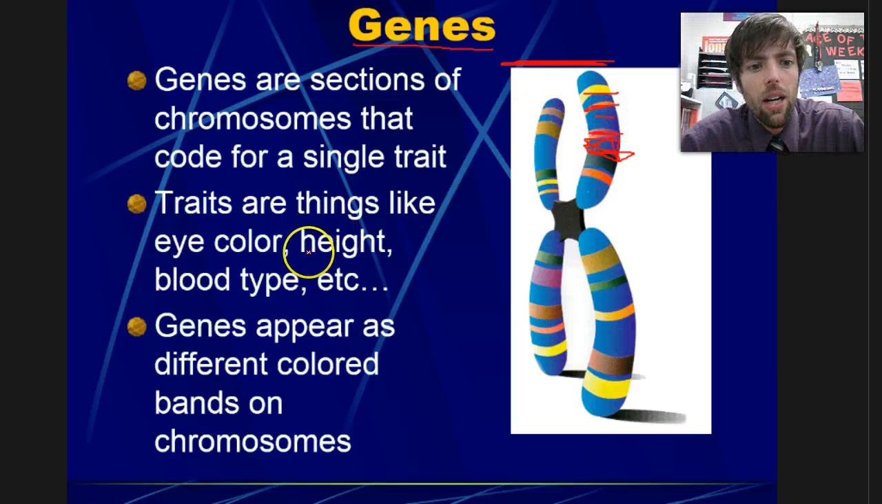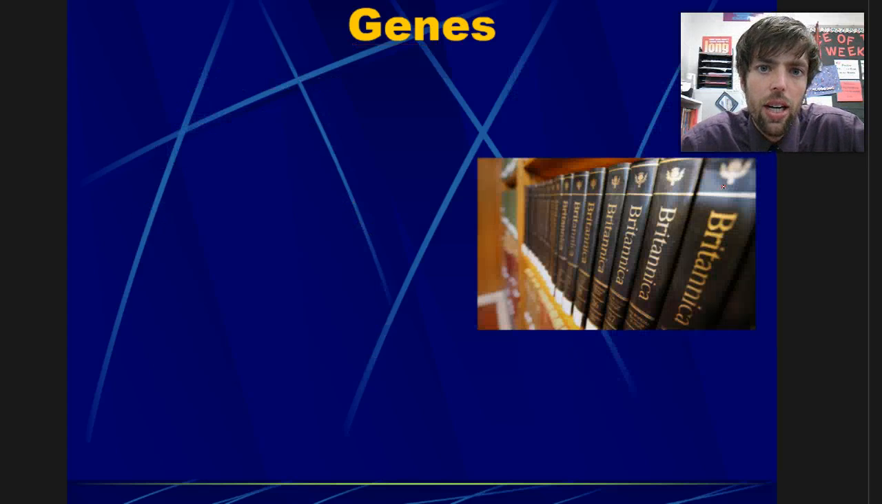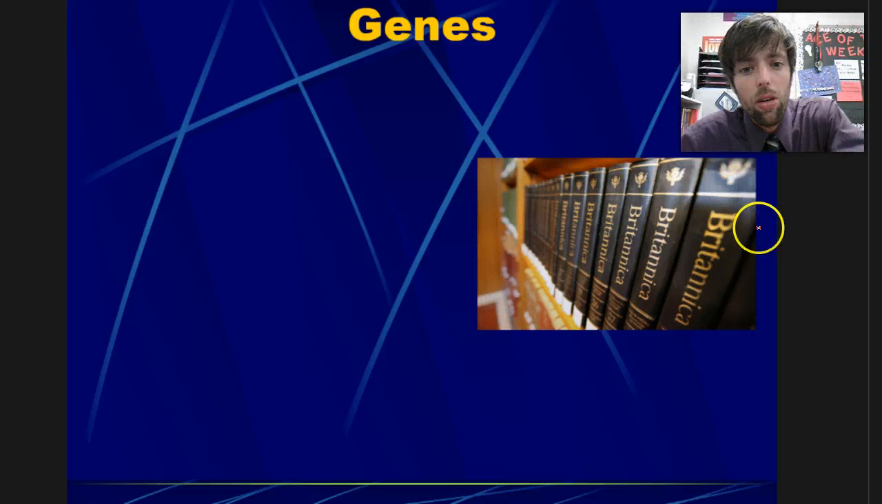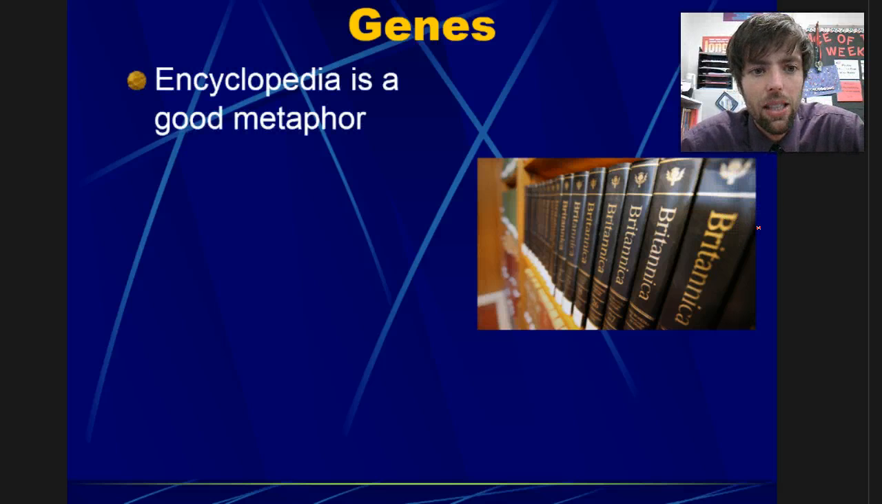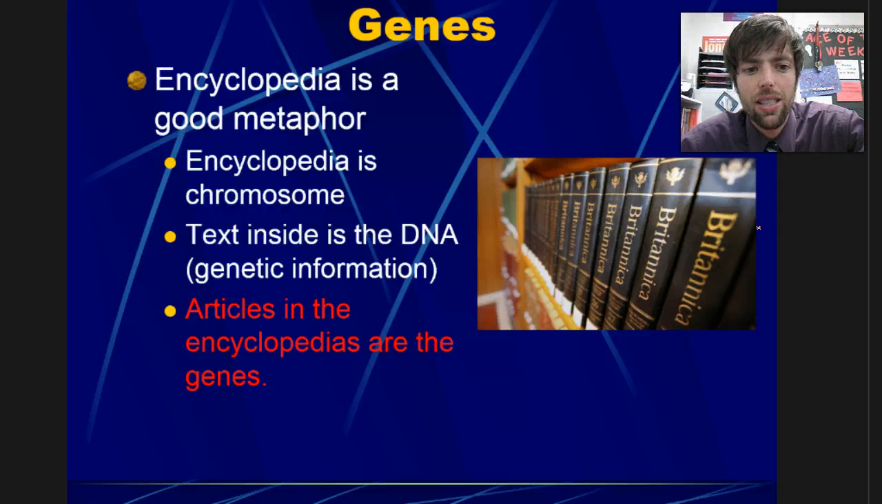In the same way, blood type might be a really simple gene and require just a little bit of DNA. But something like height or how to build your heart, that might require a really long section right here. And so I would conclude our notes with adding this to the top of your notes where you wrote about chromosomes being encyclopedias, and you wrote encyclopedia is a chromosome, and the text inside is DNA, or genetic information. Why don't you go back to the top and add, and articles in the encyclopedia are like genes.